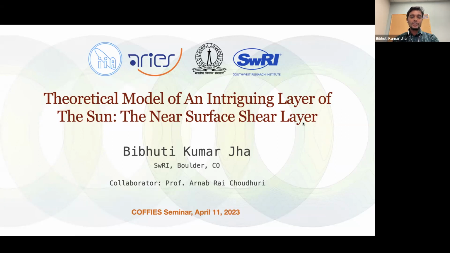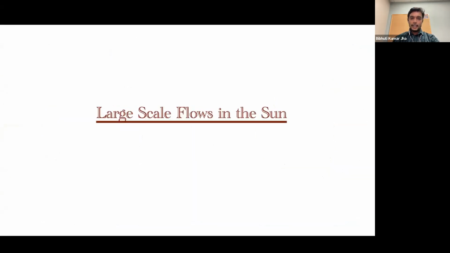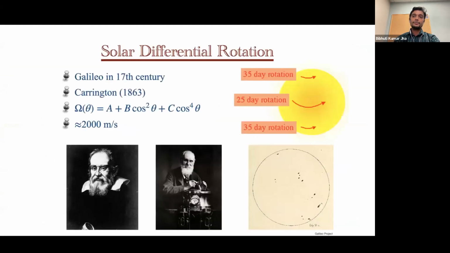So let's start with the large-scale flows in the sun. When we talk about the large-scale flows in the sun, the first thing that comes to our mind is the solar differential rotation. We all know that the sun rotates differentially, with around 25 days of rotation period near the equator and 35 days of rotation period near the pole. This was first discovered by Galileo in the beginning of the 17th century.